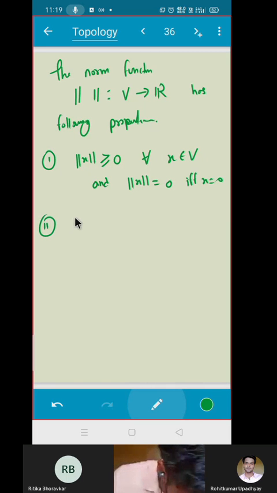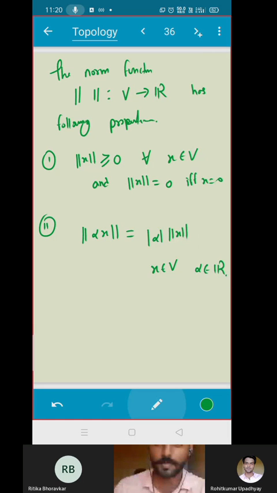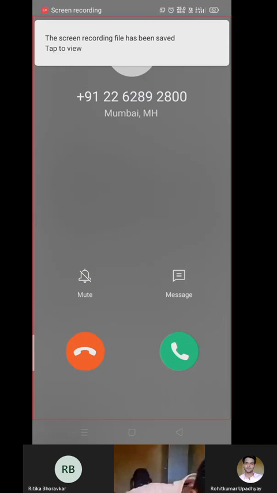What about the second one? If you have norm of alpha x, then that would be equal to mod alpha times norm x. Can you prove this? Just try to prove it in your mind and see whether you can. Alpha is a real number. Do you see why this mod came into the picture? If you know that, then you can.